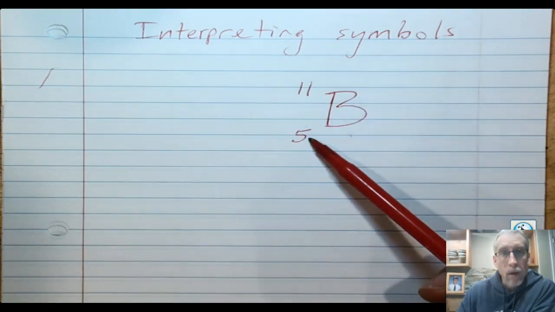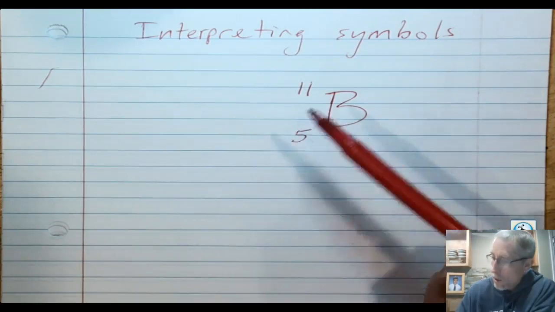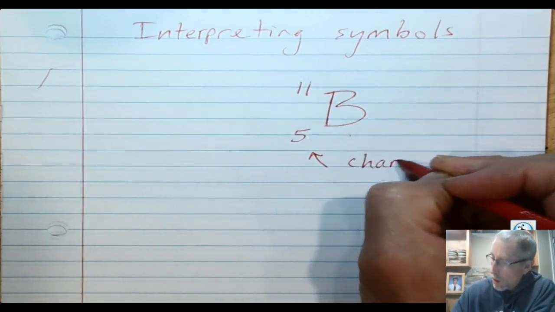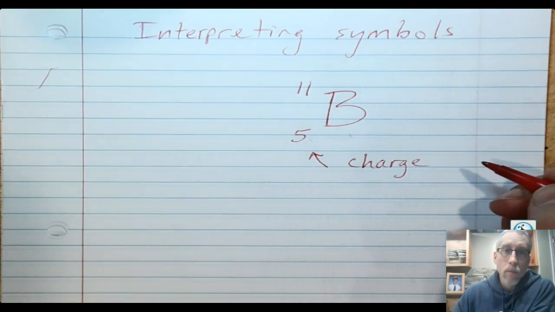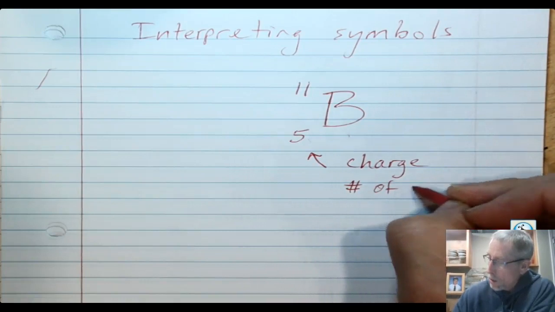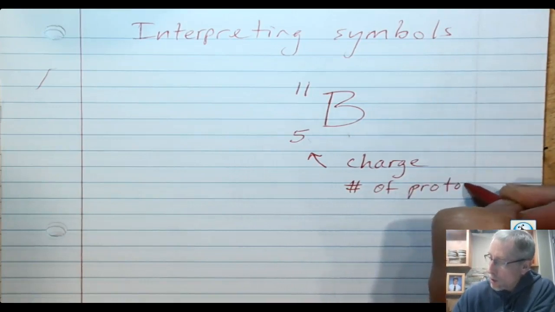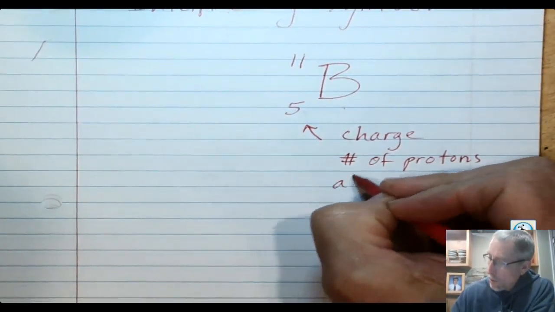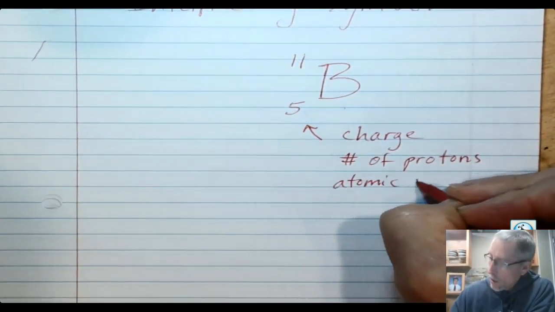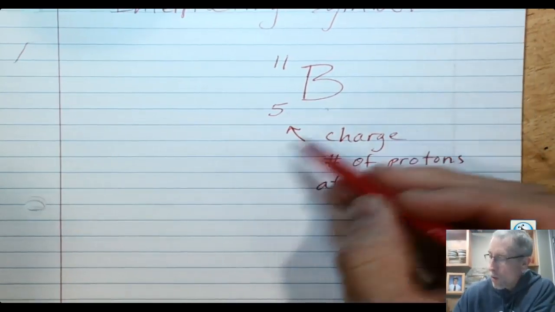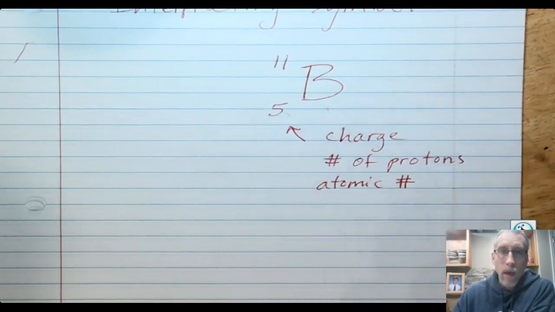Well, you always look down here in the lower left corner, because on a symbol for a nucleus, this is known by a number of names. This is what we call the charge in the nucleus. This is also the number of protons, because that's where the charge in the nucleus comes from. It's also going to be called the atomic number. That's how it will be labeled on the periodic table. Okay, so all three of those are ways of describing what that 5 means.